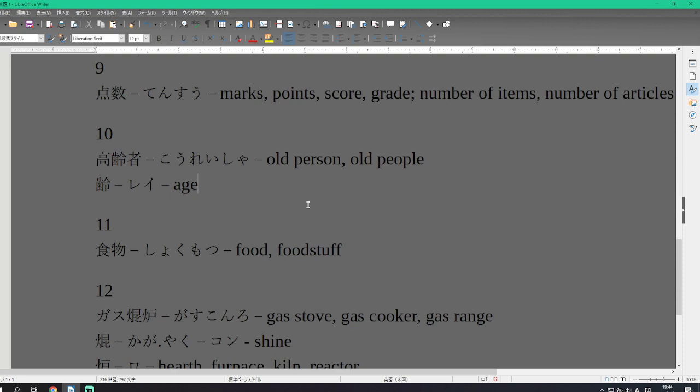And a Kodesha is a high-aged person. Kodesha is an old person or old people.